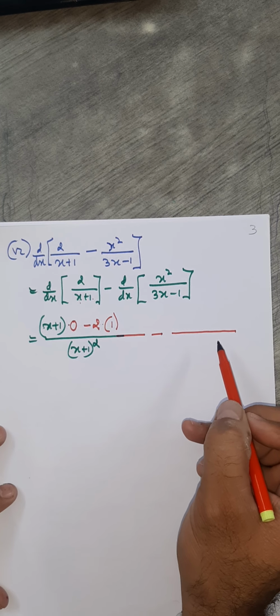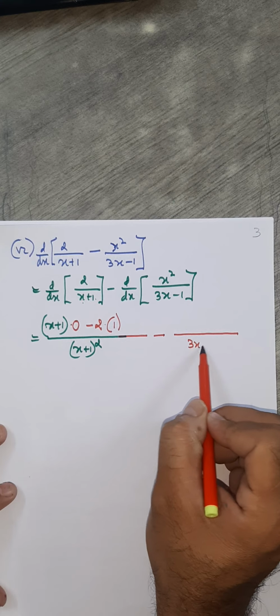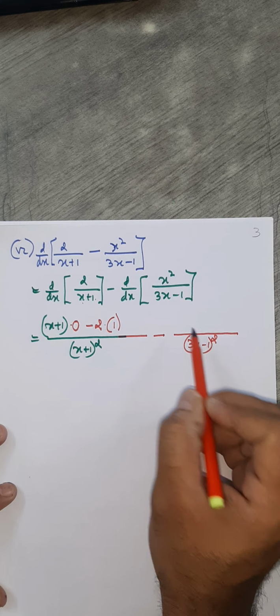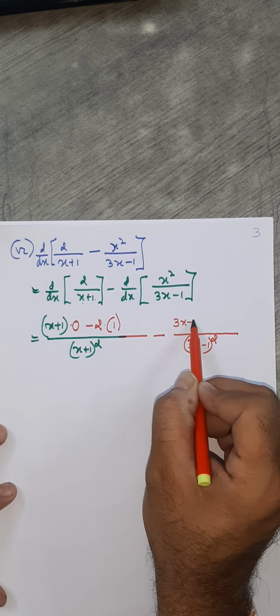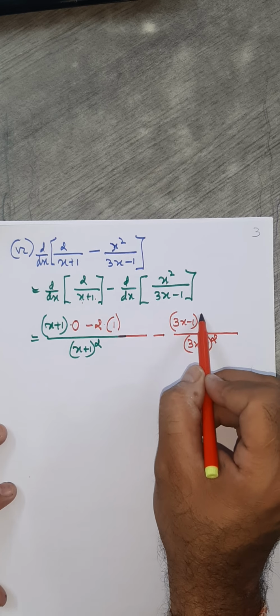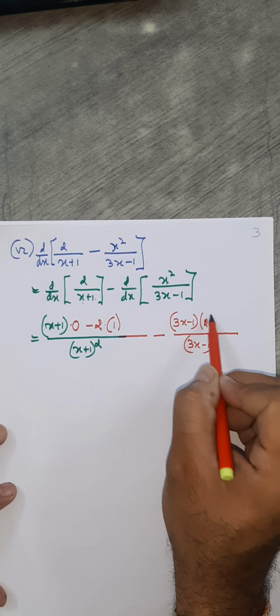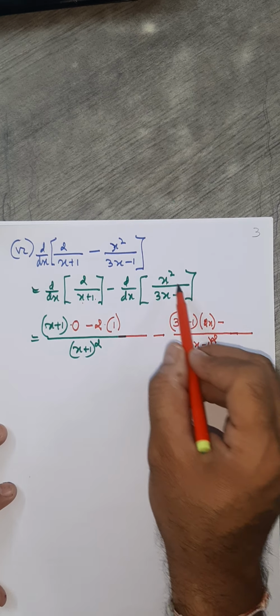What we do? Square the denominator function, 3x minus 1 the whole square. x minus 1 as it is, differentiation of x squared, which is 2x, minus, which one as it is?